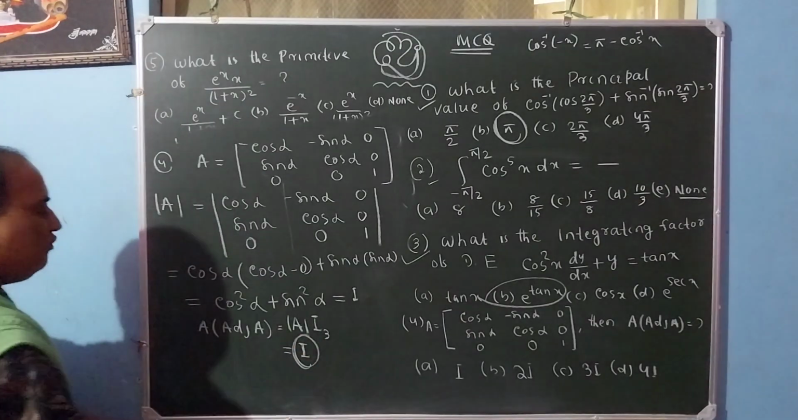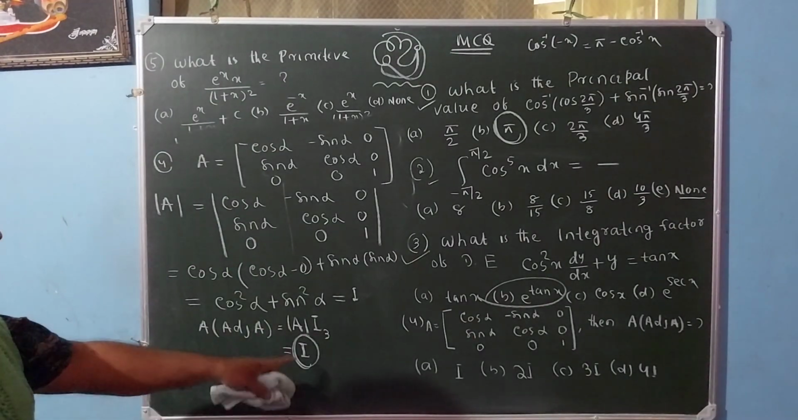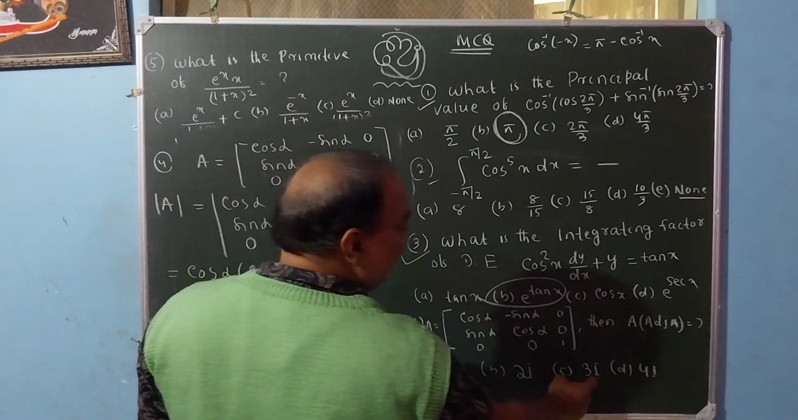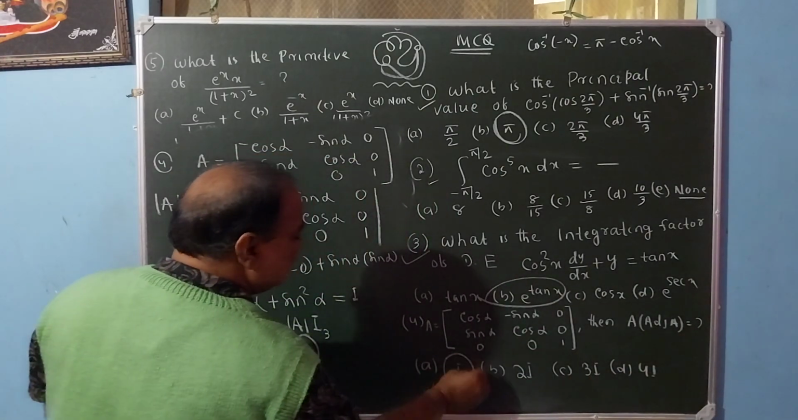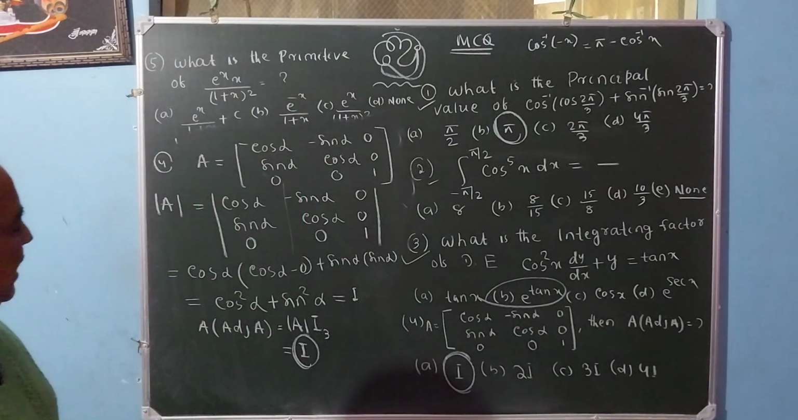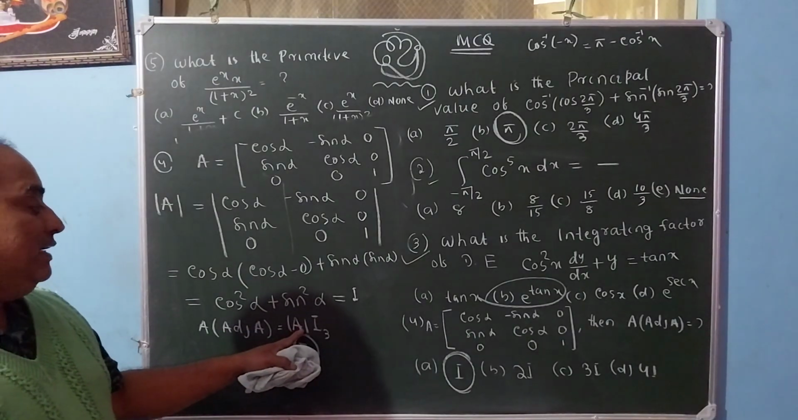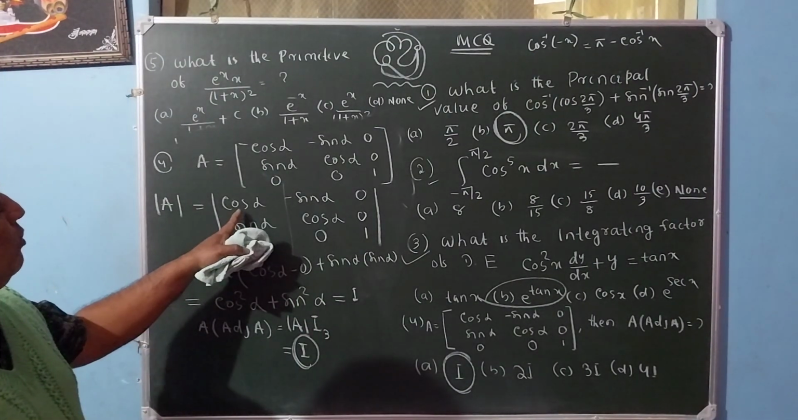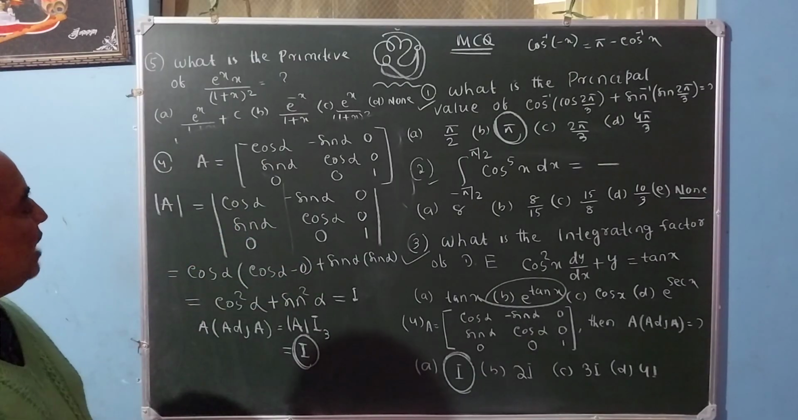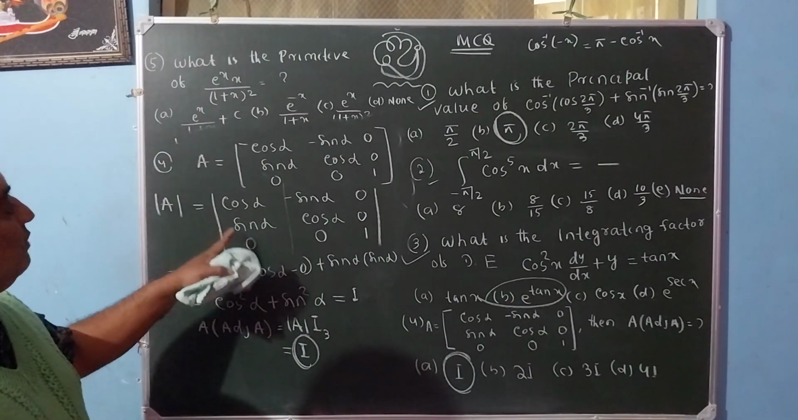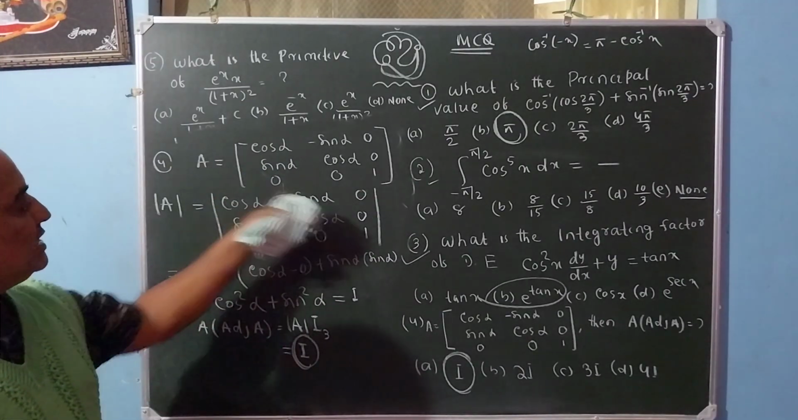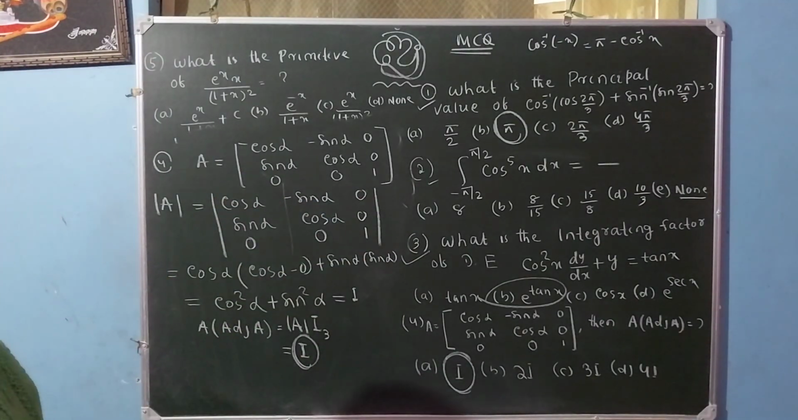The value of A into adjoint A is I. The options are I, 2I, 3I, 4I, so the correct answer is I. A into adjoint A is always mod A into I. First of all, you have to find out the determinant value, which can be evaluated with signs plus, minus, plus. This is the answer of question number 4.